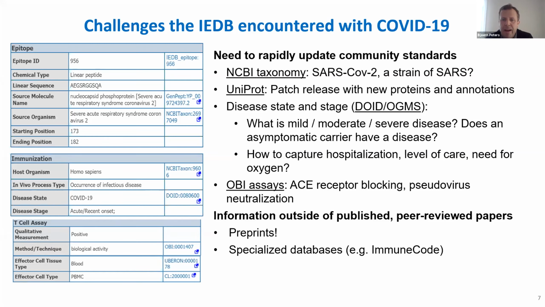There are COVID-specific assays, such as ACE receptor blocking. Pseudovirus neutralization should probably be distinguished from true neutralization. And then there are other issues, like that the information made available actually largely comes from preprints. So preprints, there was a flood of it. We all know this. We are only curating published peer-reviewed papers, so that caused issues. And then there are specialized databases emerging, such as ImmuneCode from Adaptive and Microsoft, and that required us to essentially develop new processes to connect to that kind of data that is becoming available.